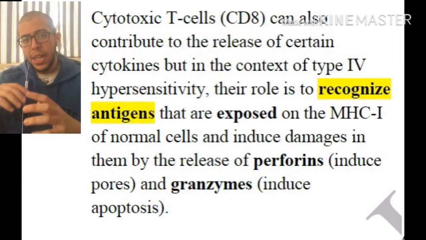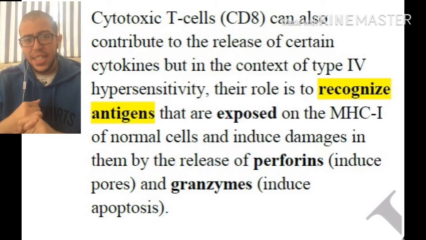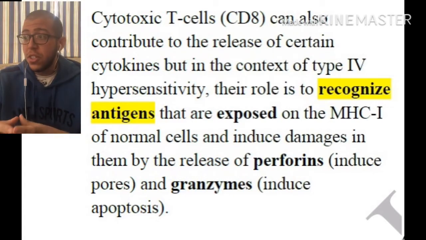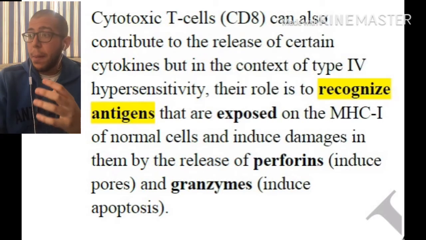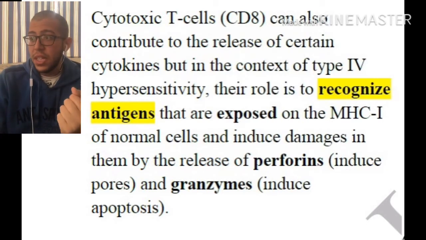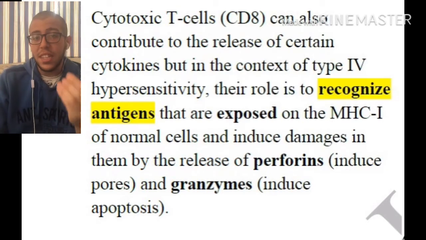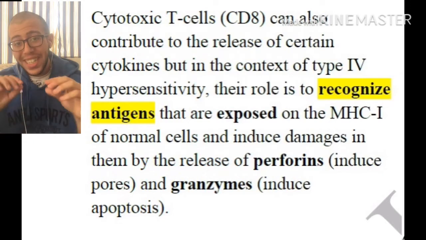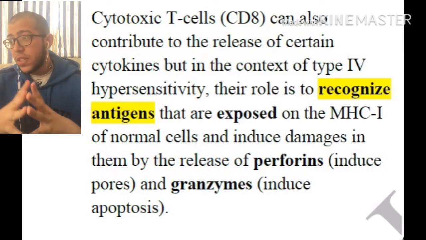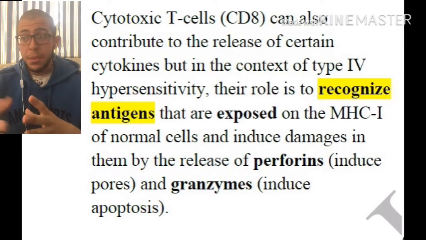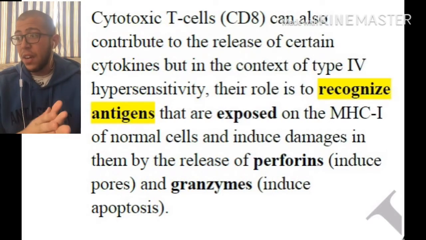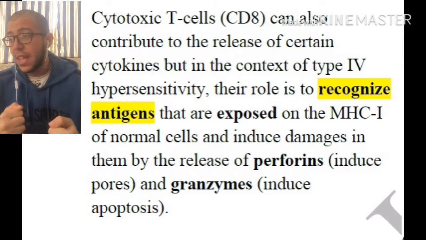Now, at the end, the cytotoxic T cells, the CD8, also play a major role in this type of hypersensitivity as they contribute to the release of certain cytokines. But in the context of type 4 hypersensitivity, they are going to be recognizing antigens that are exposed on the MHC class 1. Recall that the MHC class 1 is present on all nucleated cells. So they're going to be presented on the MHC class 1 of normal cells, and they are going to be inducing damages by the release of perforins and granzymes.